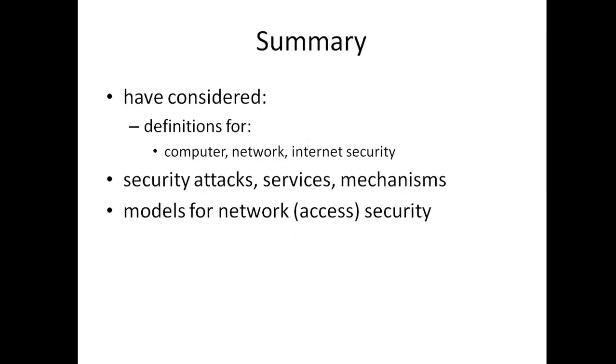So finally, we are coming to the conclusion. So far we have discussed what is computer security, network security, and internet security, and we have discussed some basic kinds of security attacks, and what are all the services we use to increase the security, and what are all the mechanisms or tools or algorithms we can use to increase the security, and finally the models for network access security.